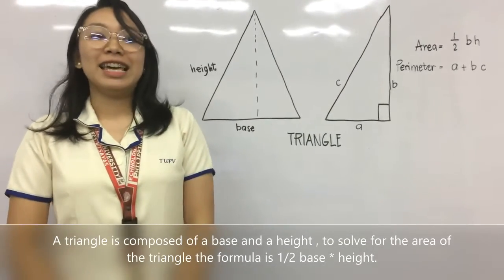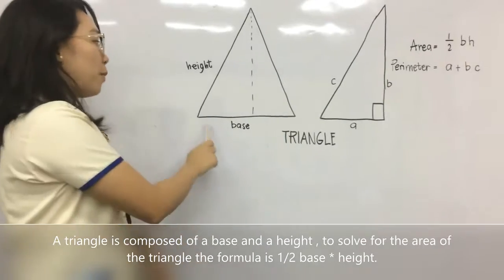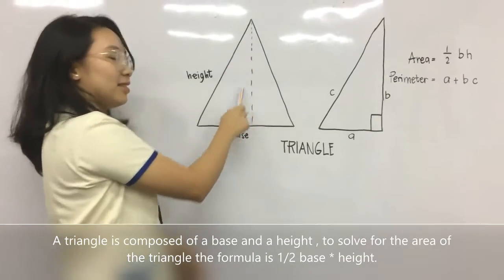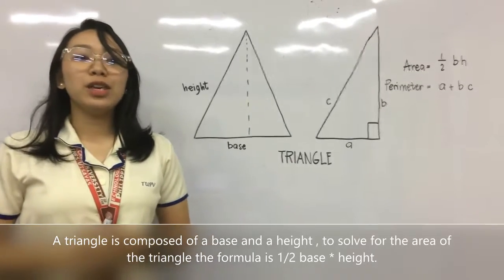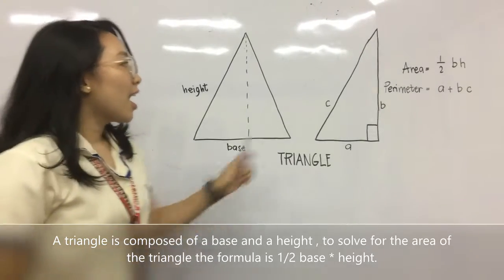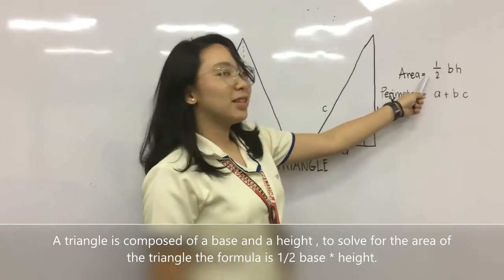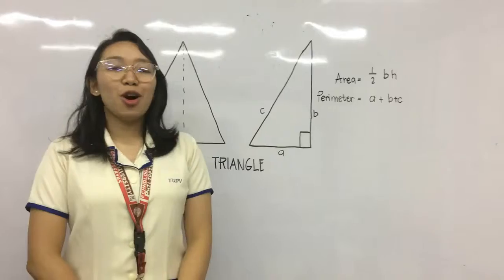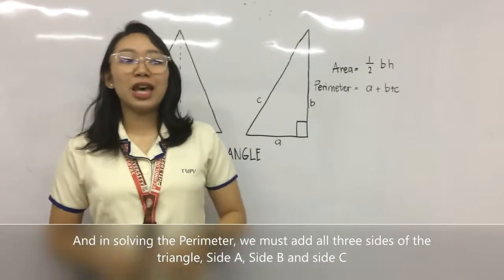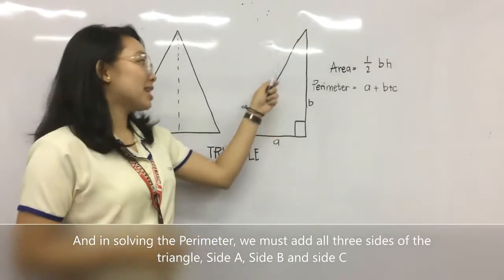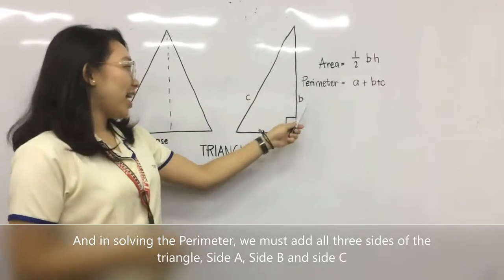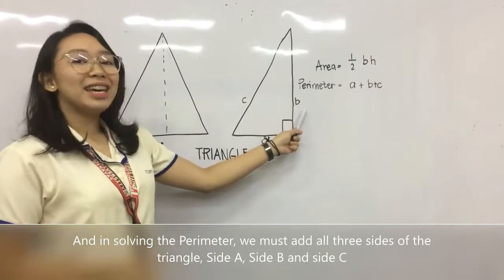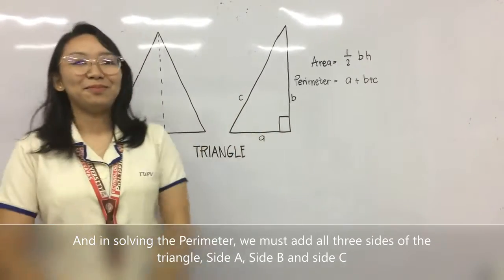A triangle is composed of a base and a height. To solve the area of a triangle, we use the formula 1/2 times base times height. To solve the perimeter of a triangle, we add all three sides of the triangle, which will be A plus B plus C.